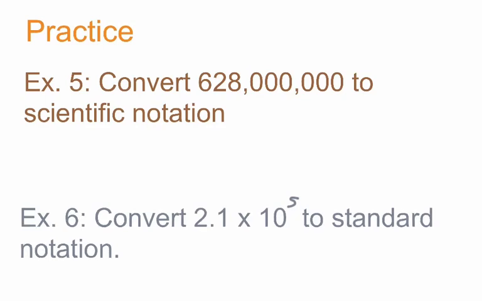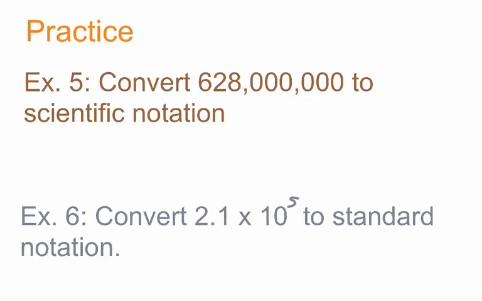Now I'm not sure if example 6 is coming through very clearly or not. It's supposed to say convert 2.1 times 10 to the 5th to standard notation. Sometimes the formatting messes up a little bit on these, but just make sure that you've got numbers 5 and 6 completed for Tuesday. Be sure to write down any questions that you have, and we'll go over those when we're back together in class on Tuesday.